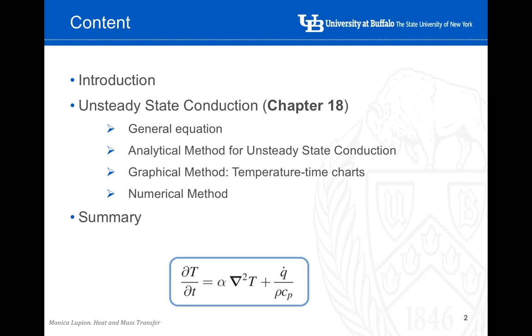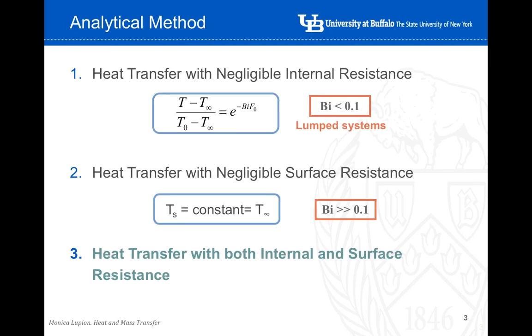If you remember from the previous presentation, I already covered a brief introduction about the concept of unsteady state conduction. That is, when the temperature is also a function of time. And we discussed the different ways to solve the general equation. In particular, we talked about analytical methods, then graphical methods, and finally numerical methods. We covered in detail 2 out of 3 different scenarios that we consider for the analytical method.